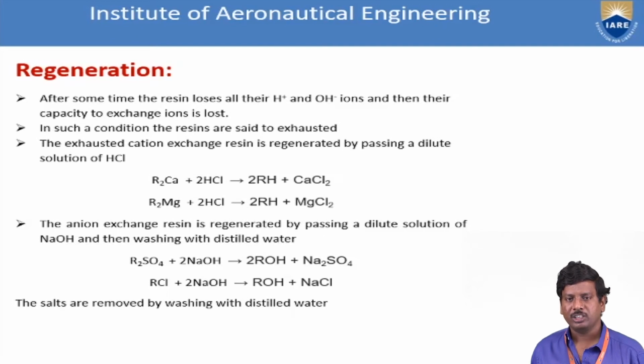The magnesium chloride is the byproduct. The anion exchange resin is also regenerated by passing a dilute solution of sodium hydroxide and then washing with distilled water. That means resin with sulfate ions reacts with sodium hydroxide to give a resin with hydroxide, with sodium sulfate as the byproduct. If it is filled with chloride salts, sodium hydroxide again reacts to give ROH plus NaCl. The salts are removed by washing with distilled water.